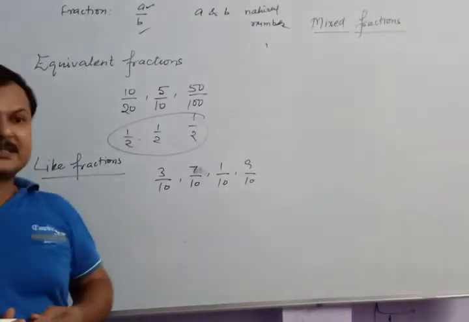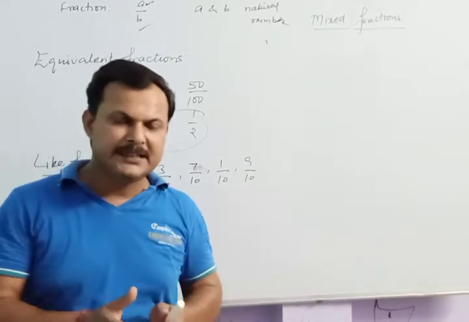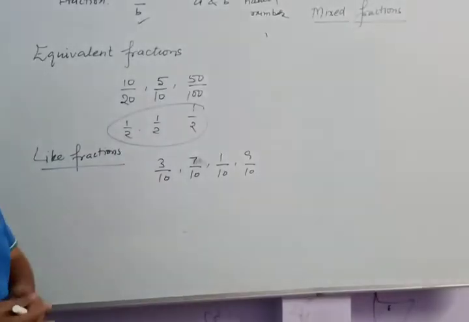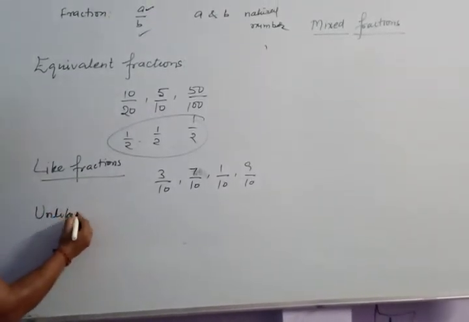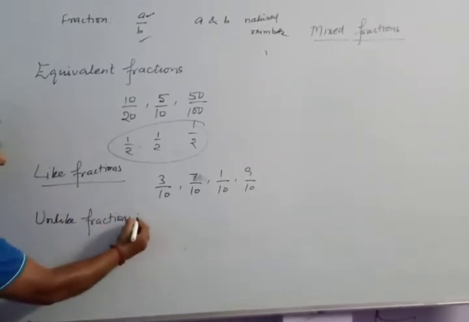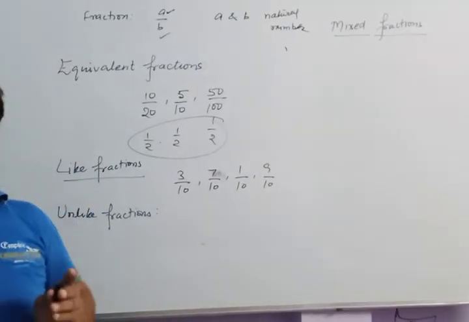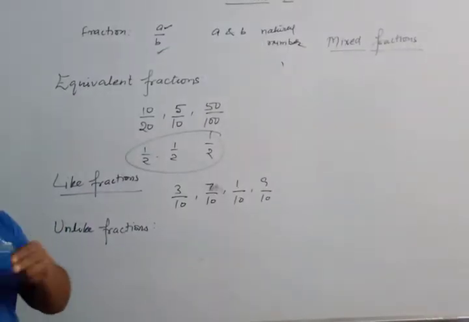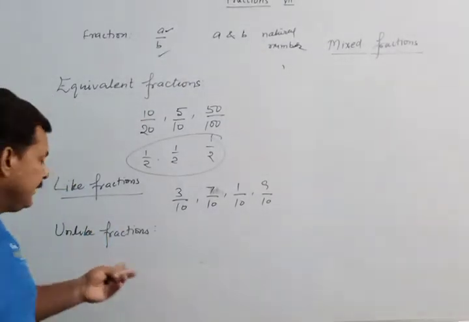Two or more fractions having the same denominator but different numerators are said to be like fractions, and just reversely, unlike fractions. Unlike fractions, the fractions meaning two or more than two. Fractions, plural, indicates two or more. If two or more fractions are such that the denominators are different, they are said to be unlike fractions.